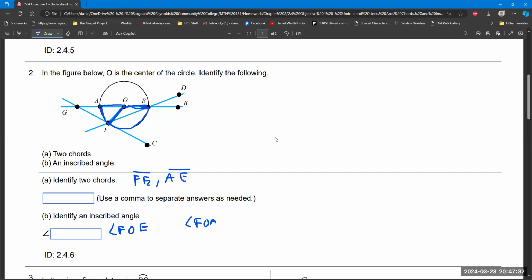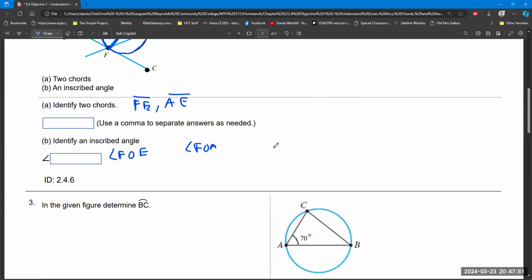If we were talking about that arc right there, I wouldn't want to just use AE because it wouldn't be obvious which arc I was talking about, but I should be able to identify the arc from the angle there and an inscribed angle.